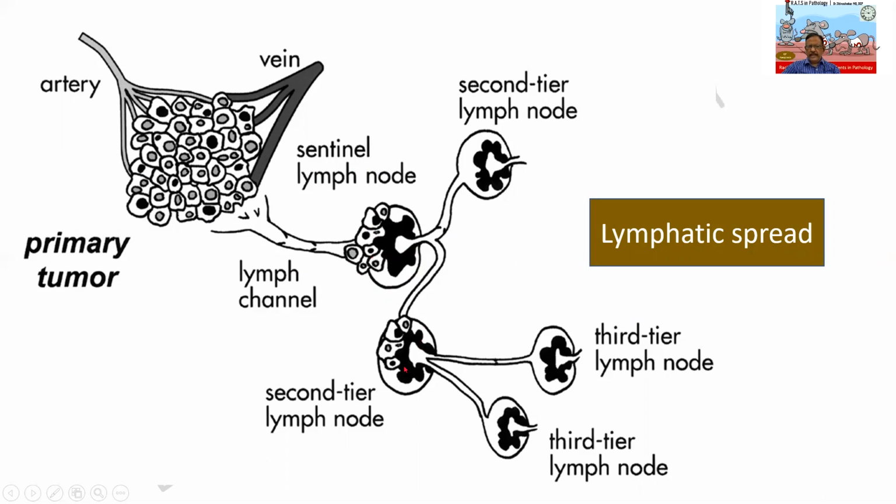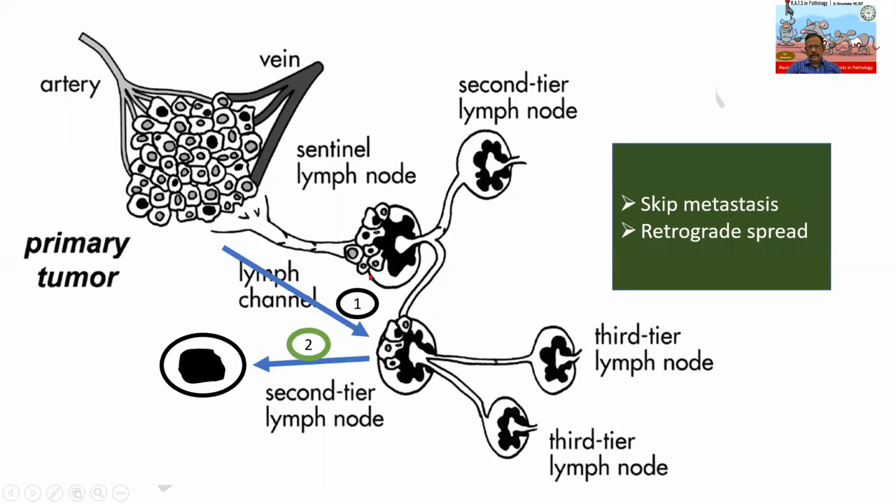After that, you find that there will be a second node of filter, which is the second lymph node, and then there can be the third tier of lymph nodes. So there are multiple groups of these lymph nodes which are affected in the spread of tumors. Again, here we will concentrate only on the lymphatics. One is a sentinel, then there is a second tier, then there is a third tier of lymph nodes.